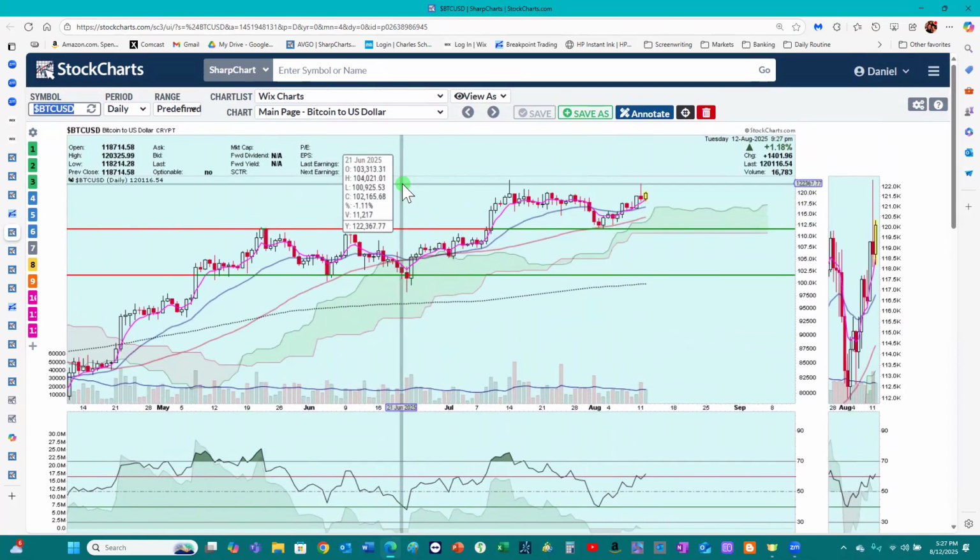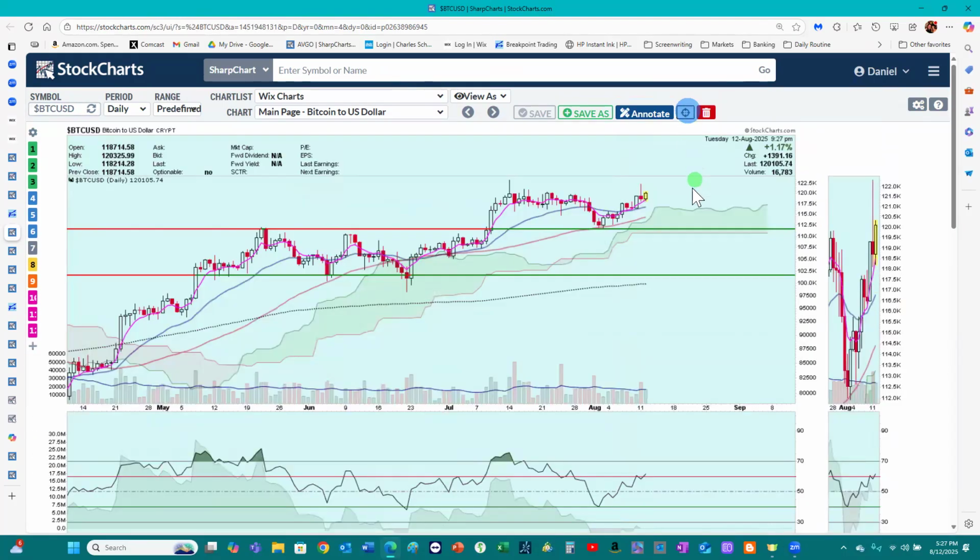Tomorrow is PPI. We'll see how that comes in. It might be another catalyst to move the market again. So keep a watch on that one.